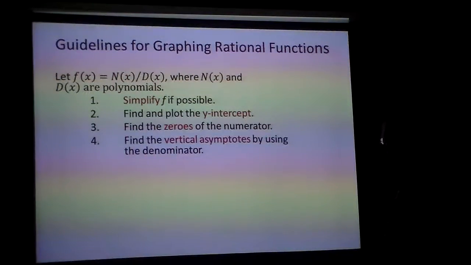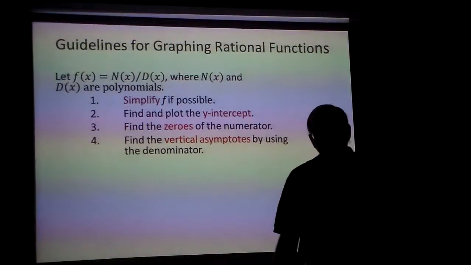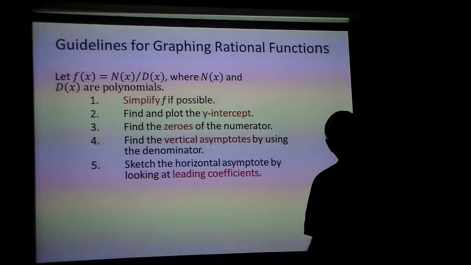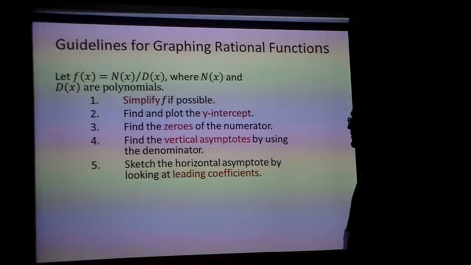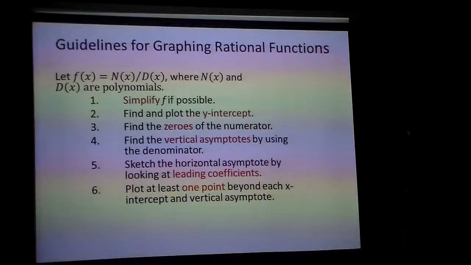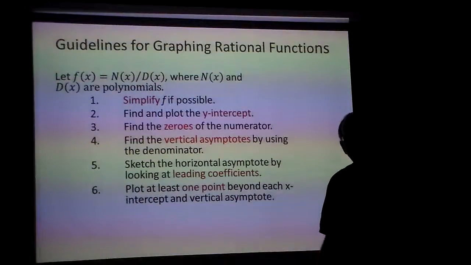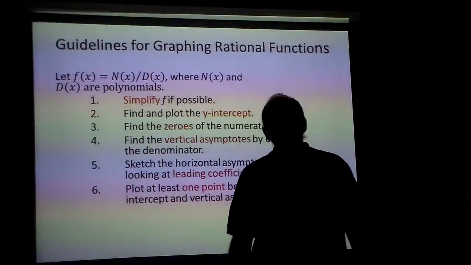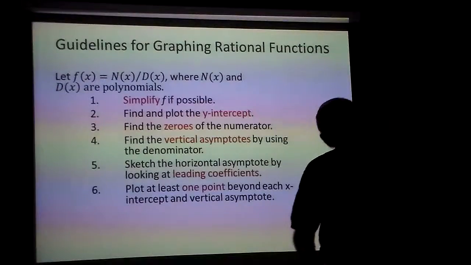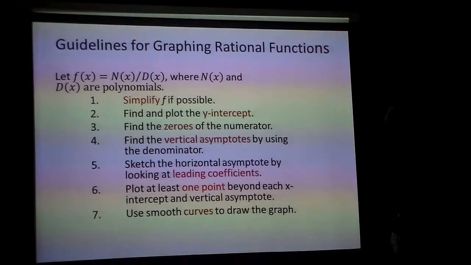The vertical asymptotes we'll find by using the denominator. We'll need to find the horizontal asymptote, and we'll use the leading coefficients to do this. We'll show this as we work the example, by putting down all the guidelines first. You need to plot at least one point beyond each x-intercept and vertical asymptote. What that means is your graph is going to be divided into sections, and we need to figure out which section to graph. You'll see as we do this, but these are the guidelines.